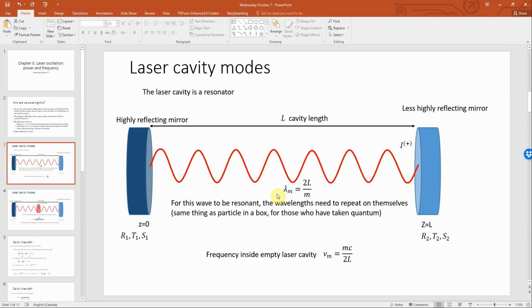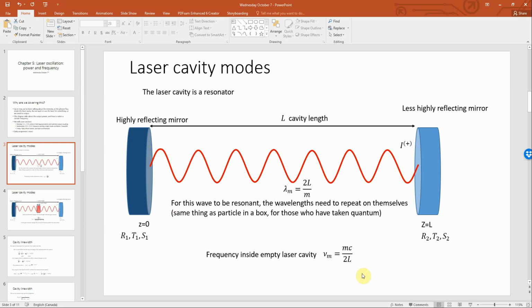And so this wavelength can be whatever this length of this cavity is times 2, because this thing goes to the right and then it comes back to the left. So the wavelength is 2 times the length of the cavity, divided by m, where m is this mode number.